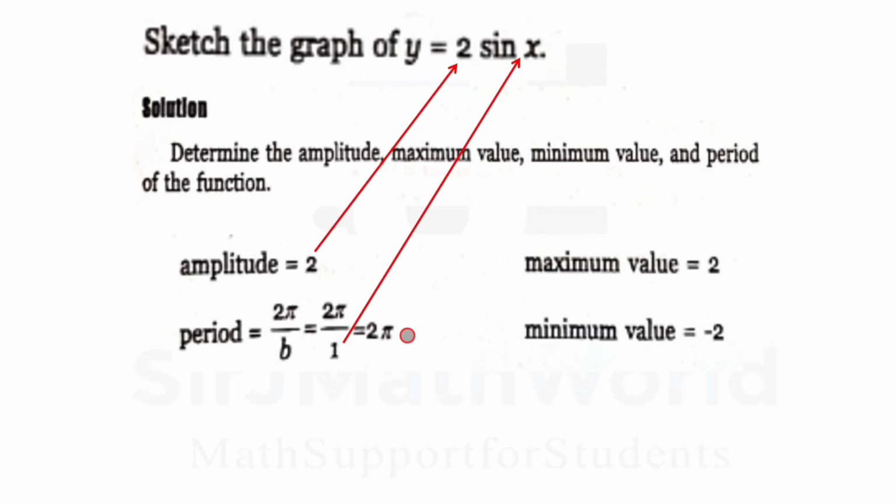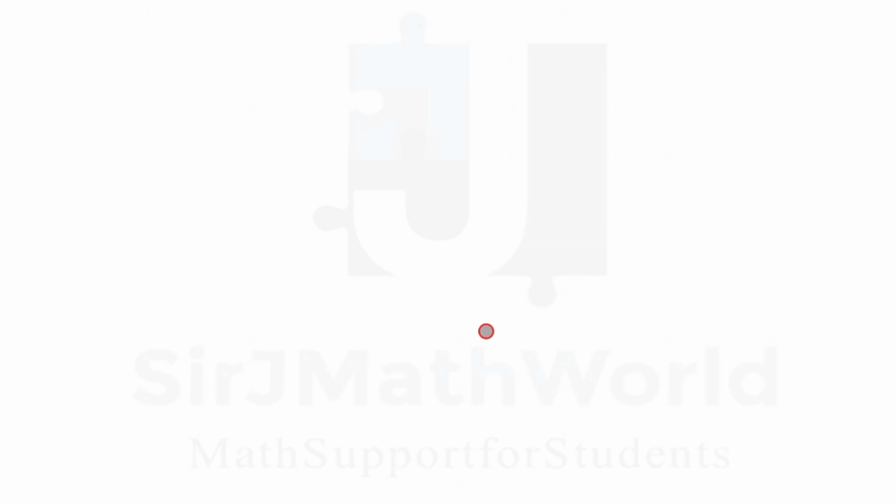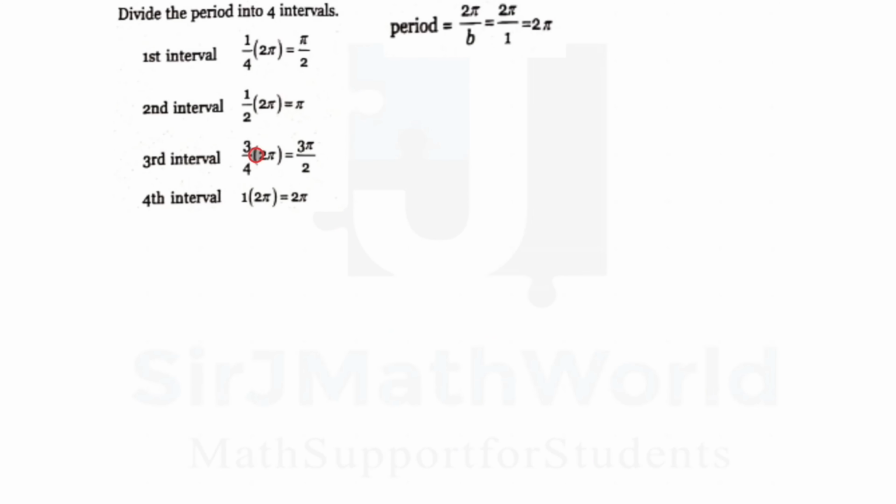Then, itong 2 pi na to, ito yung gagamitin natin sa pagkuha ng interval. So, divide the period into 4 intervals. Yung period natin is 2 pi. Therefore, yung first interval natin is 1 over 4 multiplied by 2 pi. So, 2 and 4 cancel, magkakaroon tayo ng pi over 2 as the simplified answer.